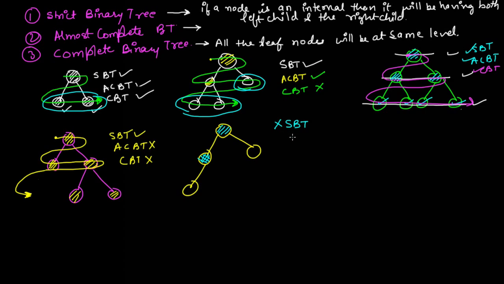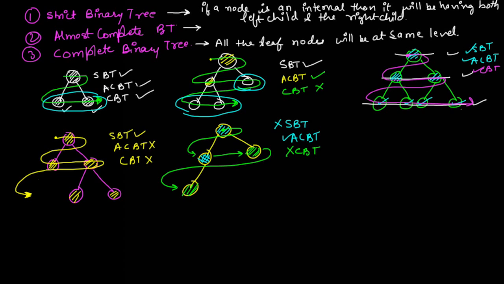Okay. Then is this an almost complete binary tree? Yes, this is an almost complete binary tree. Why? Because all the nodes are filled like this. This is the root node, then these nodes are filled, then this node, and then this node is filled. Therefore this is an almost complete binary tree. Is this a complete binary tree? No, because all the leaf nodes are not at the same level. This node and this node are not at the same level.